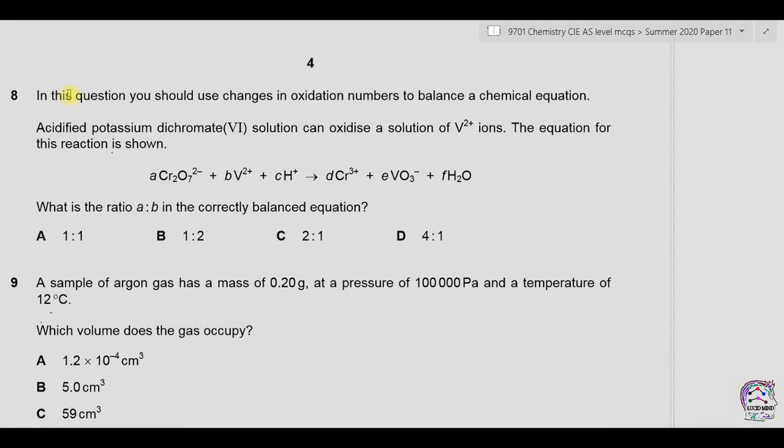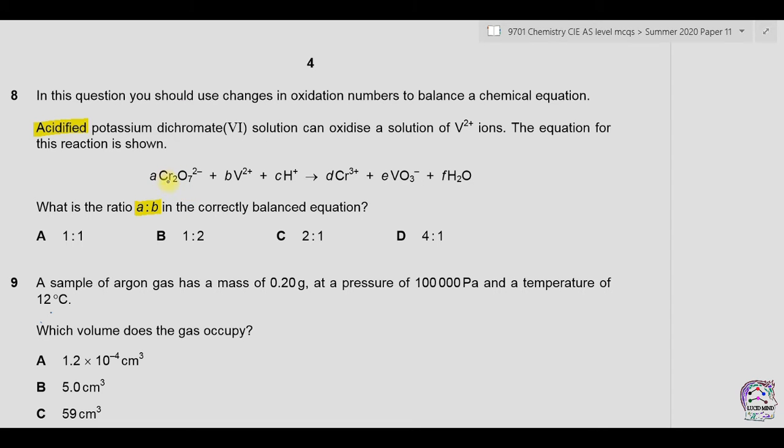Question 8. In this question, you should use changes in oxidation numbers to balance a chemical equation. Acidified potassium dichromate solution can oxidize a solution of V+2 ions. The equation for this reaction is shown. What is the ratio A to B in the correctly balanced equation?